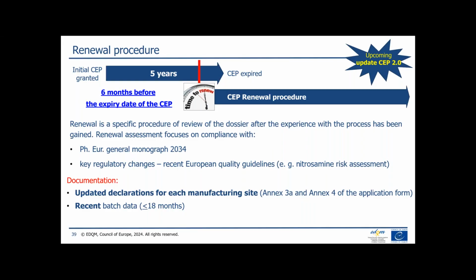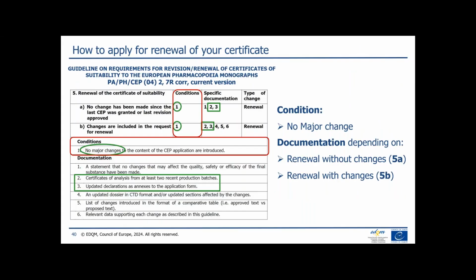Specific documentation for renewal procedure is updated declarations for each manufacturing site and recent batch data, which are obtained in less than 18 months. A renewal should not contain any major change. If you have a major change in the process that has to be declared, this should be declared either via a major revision, either well in advance to 6 months before the SEP is expired, or another perhaps a bit more elegant solution is to first finalize the renewal procedure and then to submit a request for a major change.